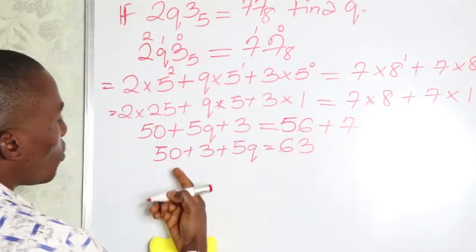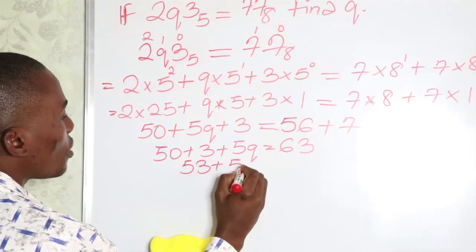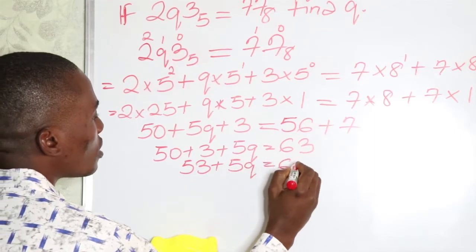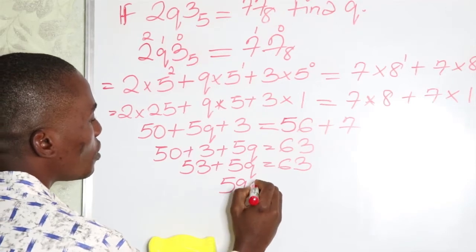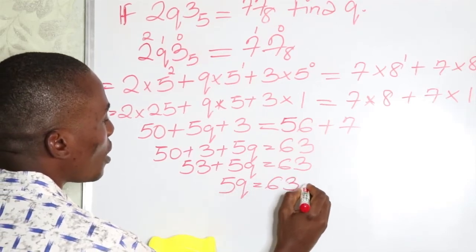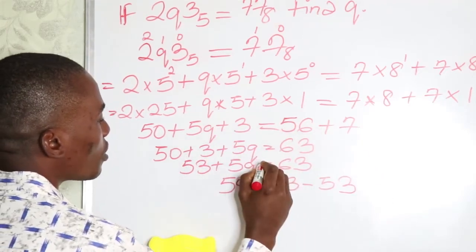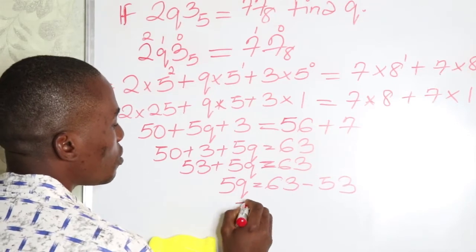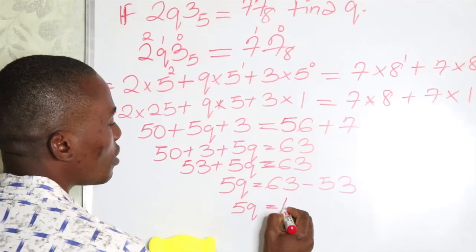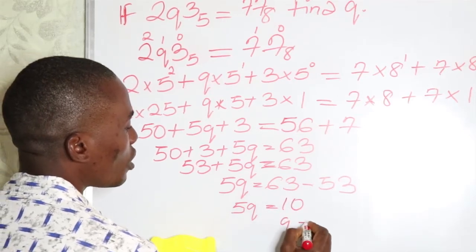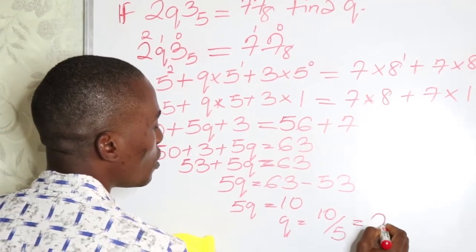Now 53 plus 5q is equal to 63. Now collecting like terms, we'll have our 5q equal to 63 minus 53, because this goes over crossing the equal to sign. So this will give us 5q equal to 63 minus 53, which gives us 10. So our q will now be equal to 10 divided by 5, which is equal to 2.